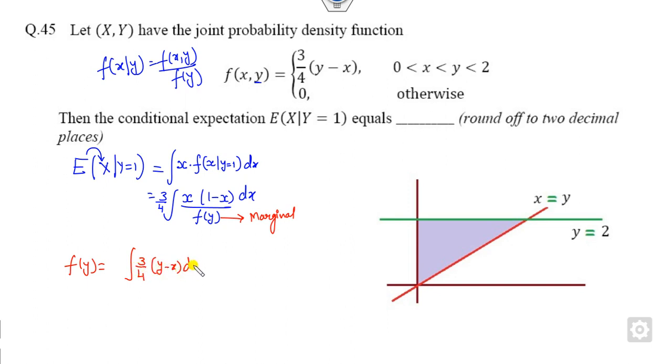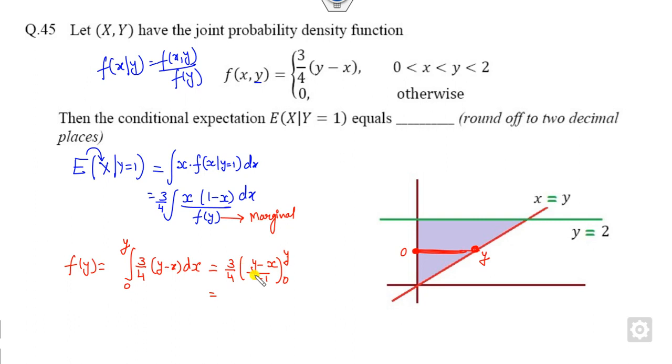What is the limit of x? You can take strips on the x-axis. The value of x here is 0, and on this line x is y. So the limits are 0 to y, and you can integrate. The 3 by 4 is outside, and this is nothing but y minus x upon minus 1 from 0 to y.